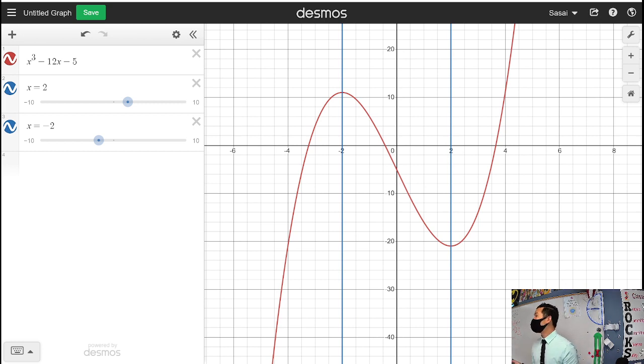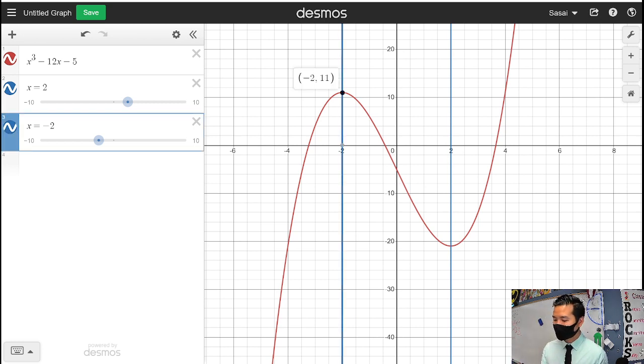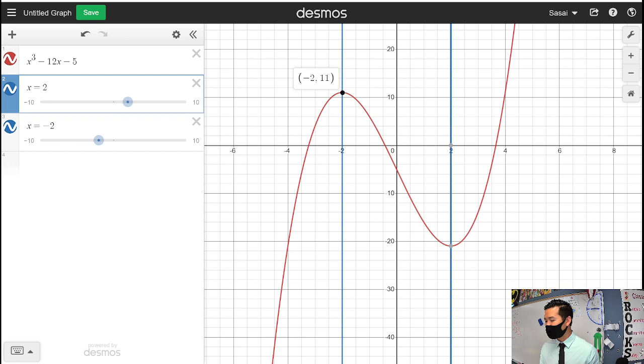Where's your local max? At -2, right? If I wanted to find out what that value is, you just plug -2 into the function, and you'd get 11. You see that? If you want to find the local min, we know it's at 2, because we saw it decreasing and increasing, and we plug that in to see what we get.